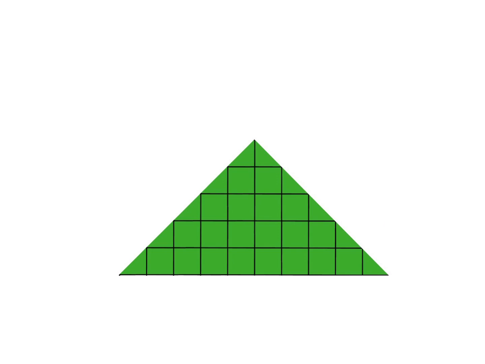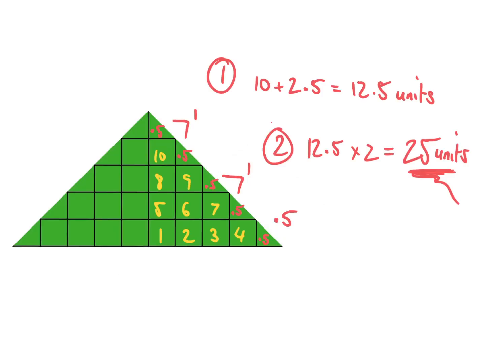Okay, pause this video for a second and try to calculate how much area this triangle covers. Once again, if we counted the squares, we could say there were 10 whole squares and then 5 halves left over. So half of this triangle is 12.5 units.